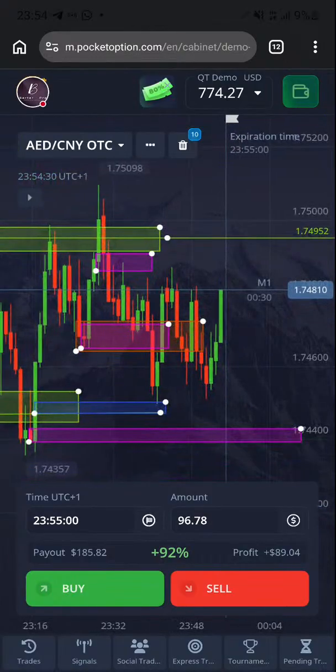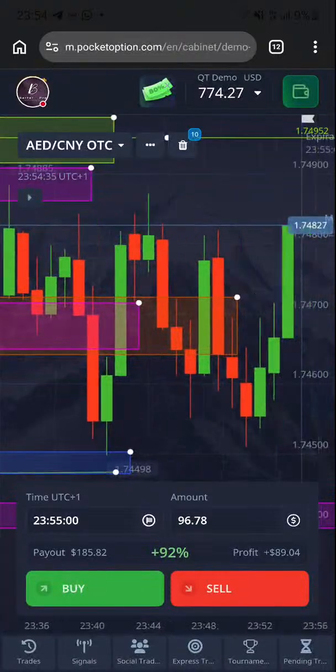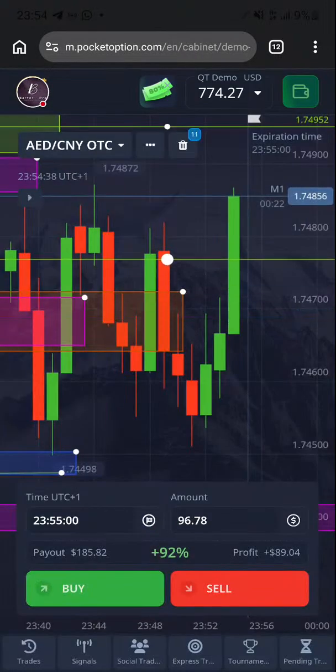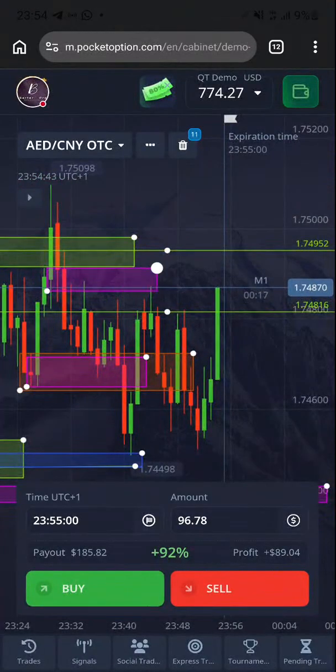We may have a third touch here. Let me put it in. Okay, we're definitely going to have a third touch here. Now we have this exhaustion candle to the upside. We had a previous entry here.